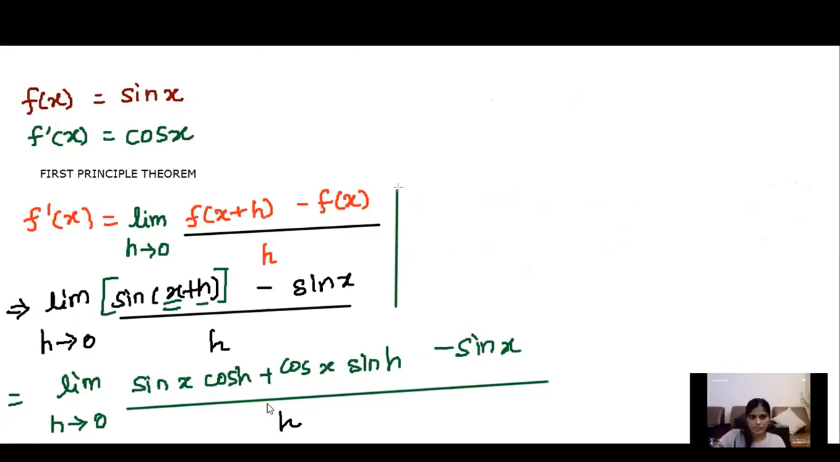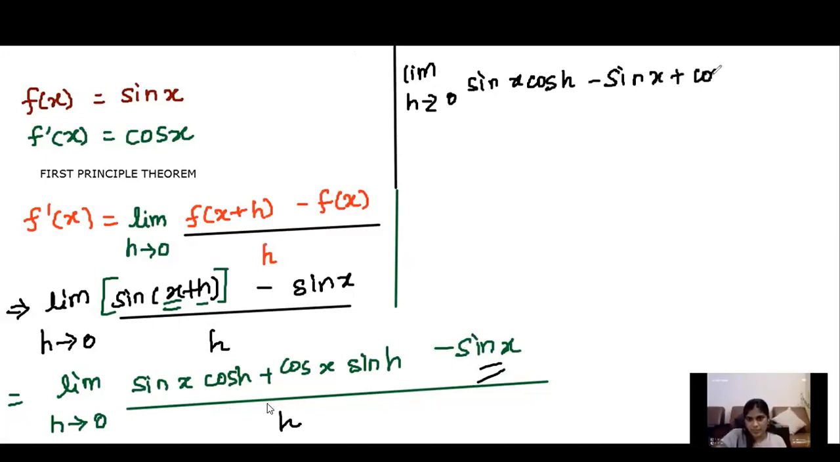முன்னாடி ஒரு பார்ட்டிஷன் பண்ணிக்கலாம் இந்த பேஜ் நம்ம. ஸோ இந்த ஸ்டெப்புக்கு அடுத்து எழுதுறேன், limit h tends to zero, sin x cos h - sin x + cos x sin h, whole upon h. ரைட், ஸோ இங்கே பார்த்தீங்கன்னா இந்த ஃபர்ஸ்ட் டூ டேர்ம் sin x cos h - sin x அப்படின்னு இருக்கு.